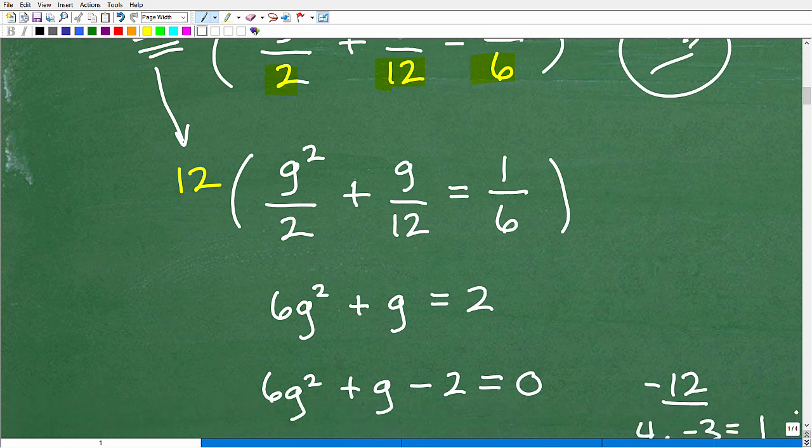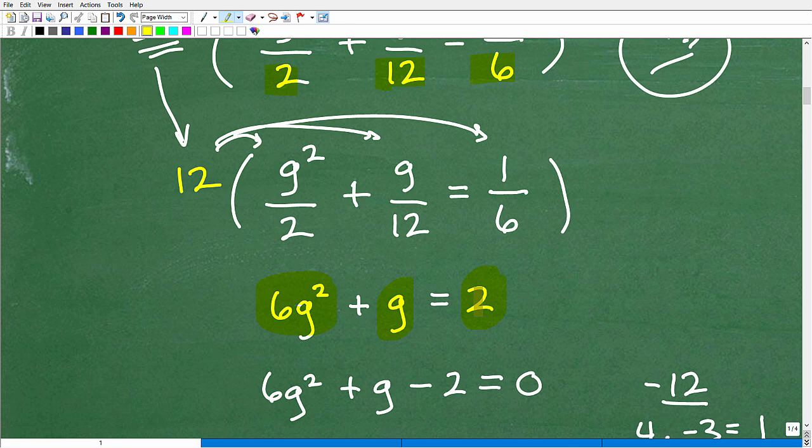You just clear the fractions, multiply the entire equation by the LCD, which is 12. So I'm going to multiply 12 by each one of these terms in the equation, which I'm totally allowed to do in algebra. So I'm going to multiply 12 by g squared over 2. I get 6g squared, and then 12 times g over 12, I get g. You can see what's going on here, right? These 12s are cross canceling, and 12 times 1/6 is 2.